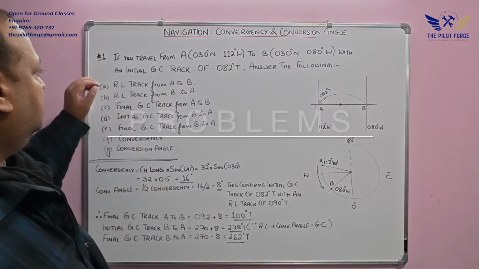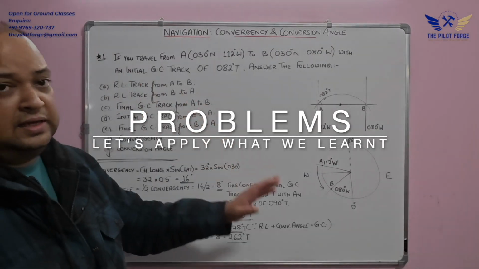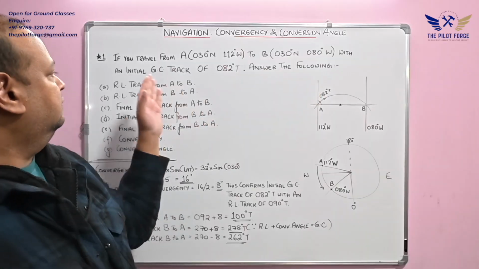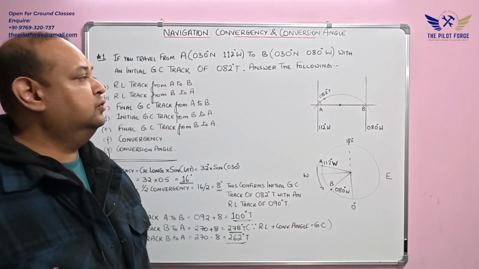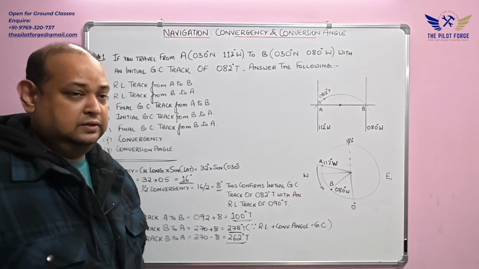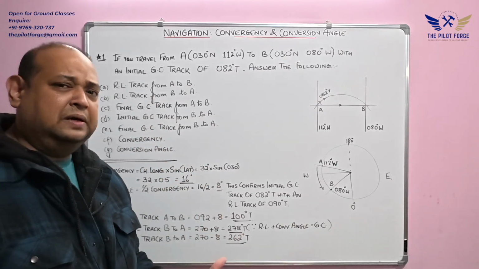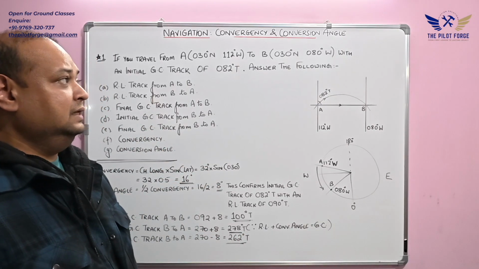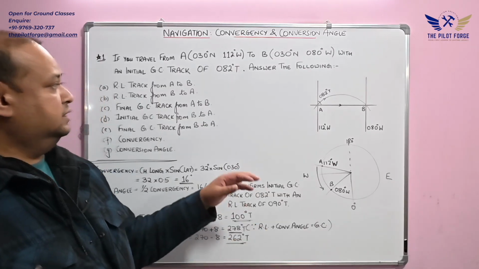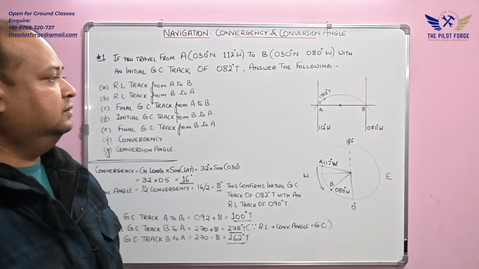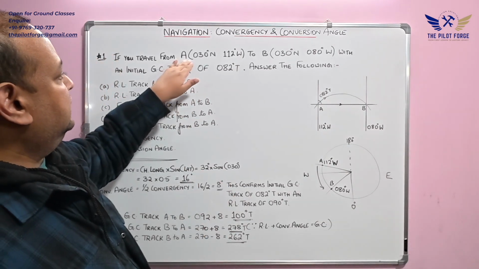So this is what a typical question looks like in the examination. If you travel from A to B, coordinates are given with an initial GC track of 082 degrees, answer the following questions. There are 7 sub-questions in there, which are typical of this type of question. Now, the first thing you need to do is remember that there are 3 bits of information given. Write them down. Now, take a look at the coordinates of A and B.